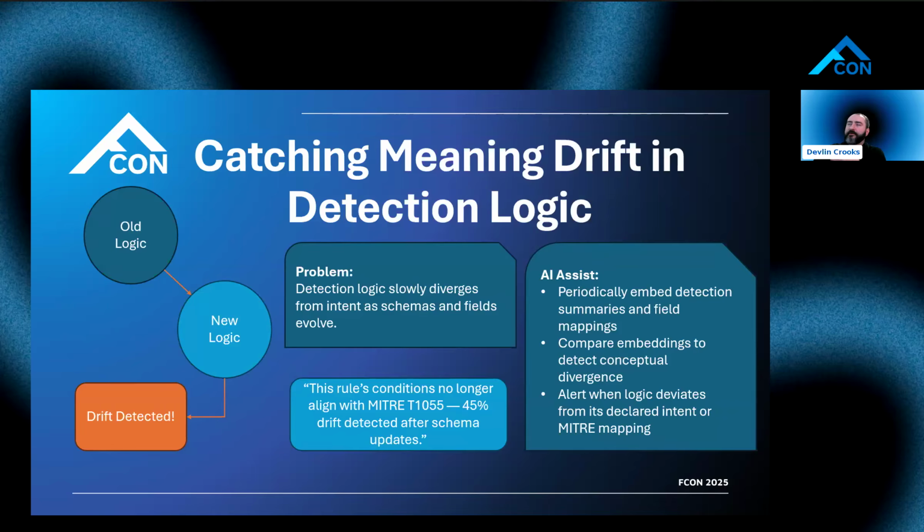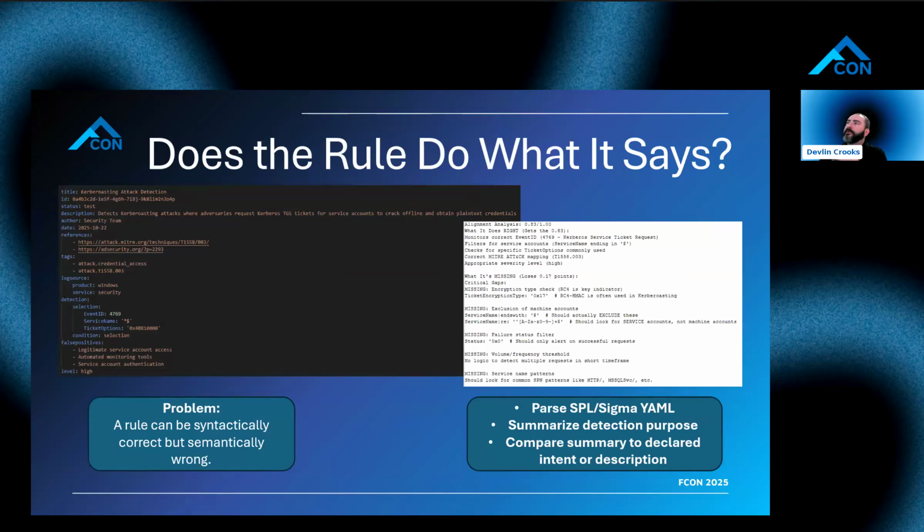And then let's go to the next piece. Does the rule do what it says it does? Problem: a rule can be syntactically correct but semantically wrong. This moves from static linting to semantic linting. We don't want to just have the AI say, oh, this is how you make the best code. We want to make sure that when it parses our Sigma rule, it's doing what it says it should do.